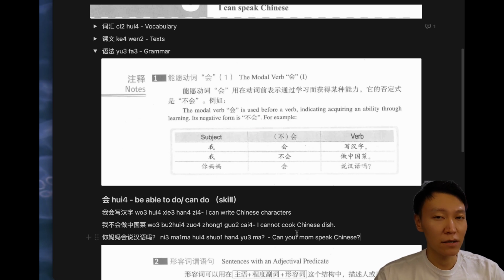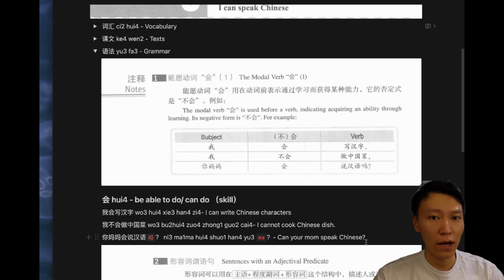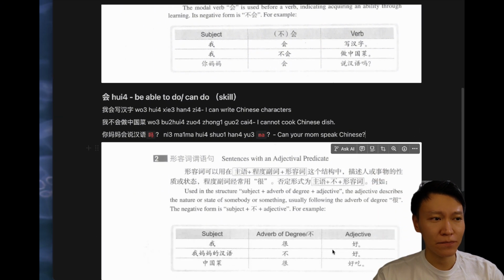Speaking Chinese is also a skill. Yeah, not for Chinese people, but for Chinese learners. So if you're a Chinese learner and you talk about being able to speak Chinese, then you can say 会. And when you ask someone, then you just add 吗 at the end of the sentence to form this yes or no question. Yeah. 你妈妈会说汉语吗? Okay. Now let's move on to the second point.